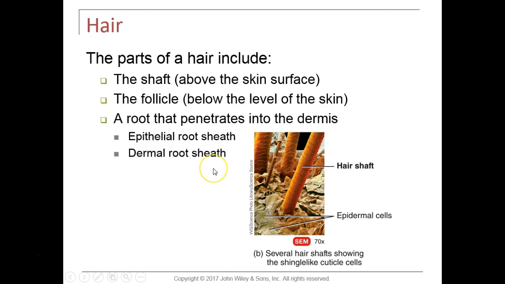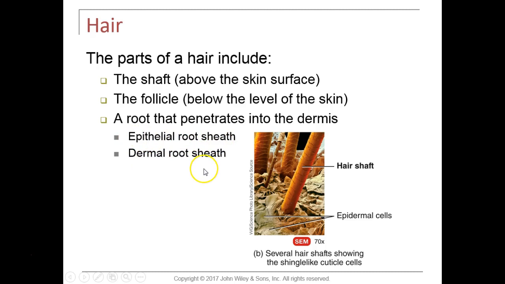So we're not identifying these parts. Just know we have the shaft, it's above the surface of the skin. The follicle is below the, I know I put it below the level of the skin. This really means epidermis when I say skin. So I should have written above the epidermal surface and below the epidermal surface. All right. Sometimes I interchange skin for epidermis. That's something I should get out of the habit of doing. So the root itself is embedded in the dermis, composed of these two layers, an epithelial sheath and a dermal sheath.